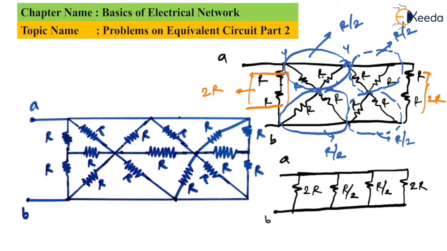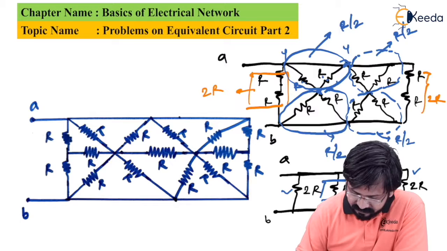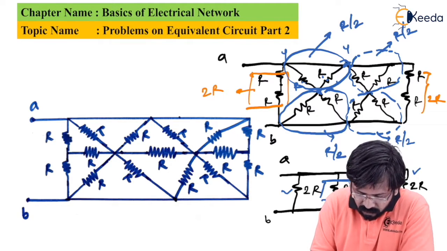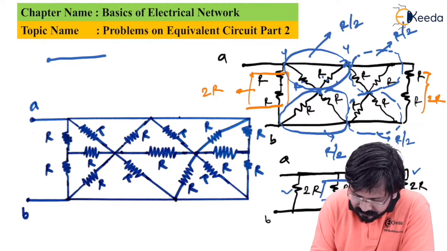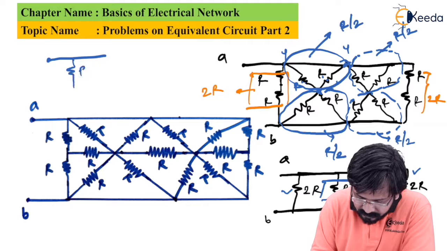So now we can further reduce it very easily. As you can see, R by 2 and R by 2 are parallel with each other, so they will further become R by 4. Whereas 2R and this 2R are also connected in parallel. Because of the parallel combination, it will become simply R. So we can draw a circuit like this. This is R parallel with R by 4.